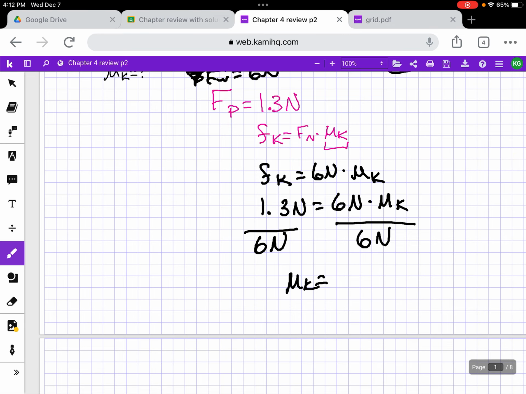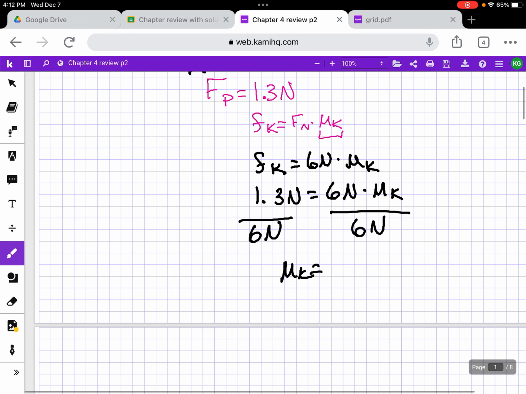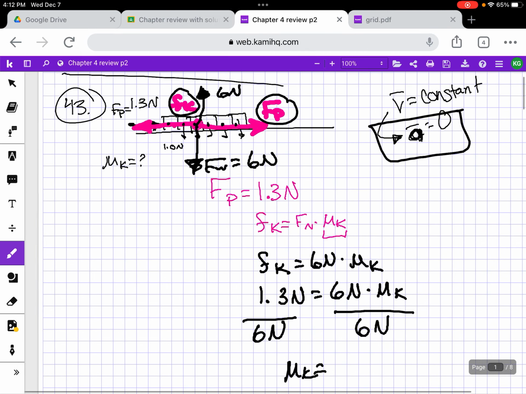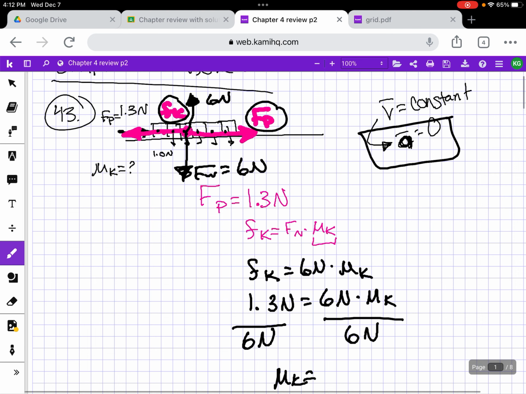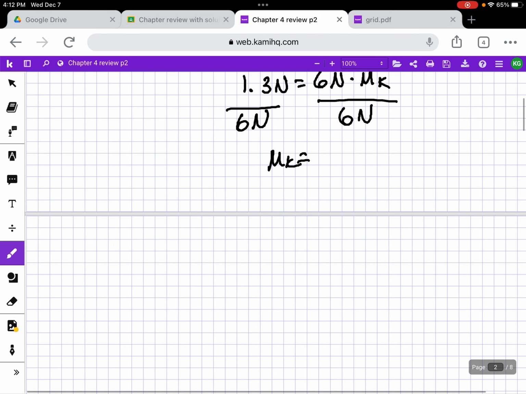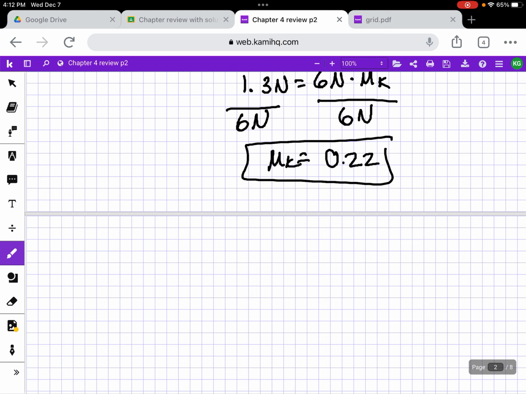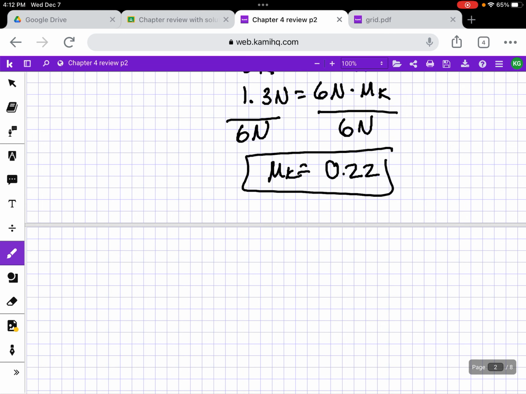How many sig figs do we have? 2. Oh, we might actually have 1. Is that 6 newtons, just 1? No, I think it's probably 6.0. Sorry, we have 2 sig figs. So 0.22. And remember, coefficients of friction do not have a unit. So that was the answer to number 43.